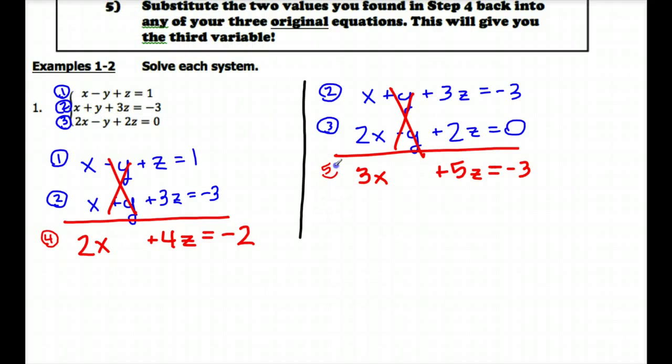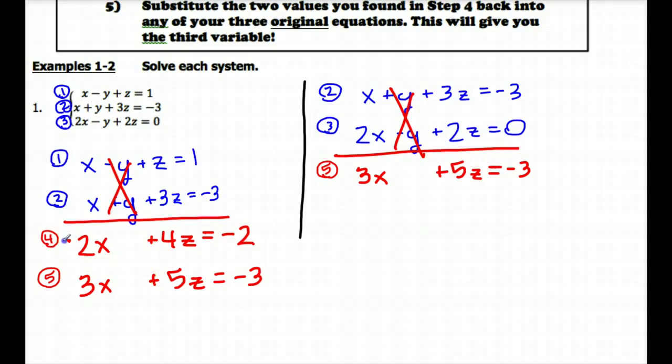So now, by doing elimination on two different sets of equations, 1 and 2 first and then 2 and 3, I've created two new equations that each only have an x and a z on them, equation 4 and equation 5. Now if I put these two equations together, equation 4 and then equation 5, I'll just write it down here. 3x plus 5z equals negative 3. This is going to look an awful lot familiar to you. This is going to be a two-variable system.